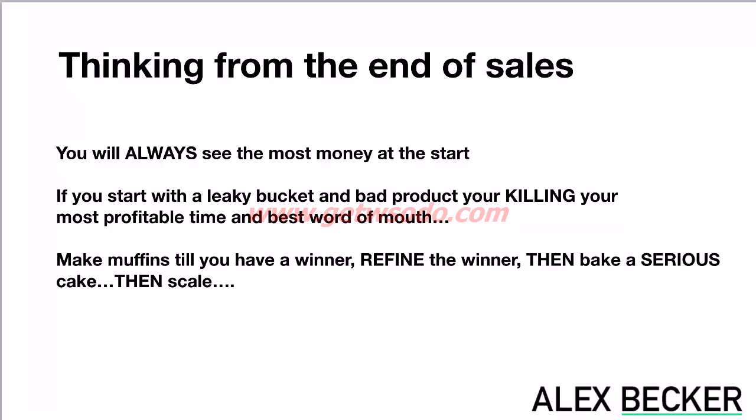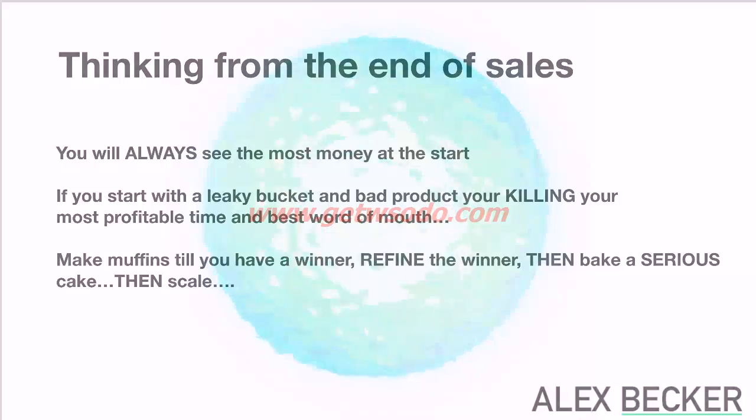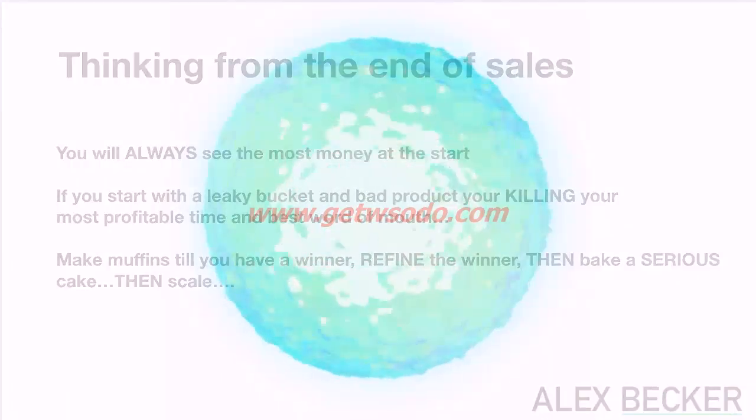So what I'm going to suggest is you make a muffin until you have a winner. You refine the winner. Then you bake a serious cake. Then you optimize the hell out of it, all right, with everything we're going to talk about when we get into the funnel section. Then you scale it. That's why ads are coming last in this program. So this is what baking muffins is and why it's so incredibly important. You never want to make a cake before you bake a muffin.